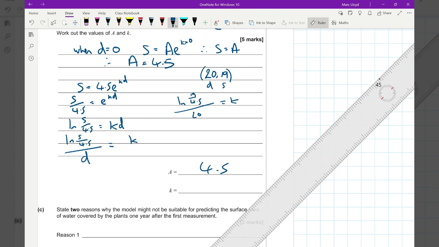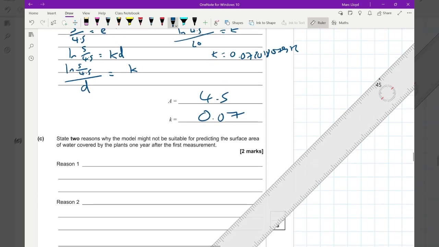Now it's a calculation. So the natural log, where is that button? There. ln of 19 over 4.5, that's then divided by 20, and that gives me K equals 0.072018079112, which I will call 0.07. Happy. It doesn't ask me to rewrite it, so I'm just getting those values. Part C.